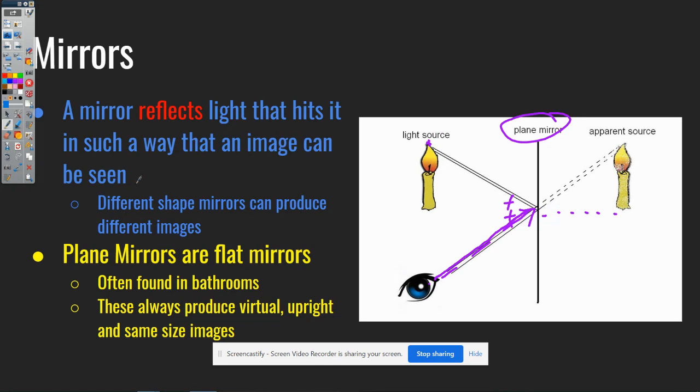Plane mirrors are going to produce virtual, which means behind, upright, which means right side up, and the image is going to be the same size. Your plane mirror, your bathroom mirror that's hanging on the wall, the flat one, is not going to magnify your image. In order to magnify your image or reduce the image size, you have to have a curved mirror.